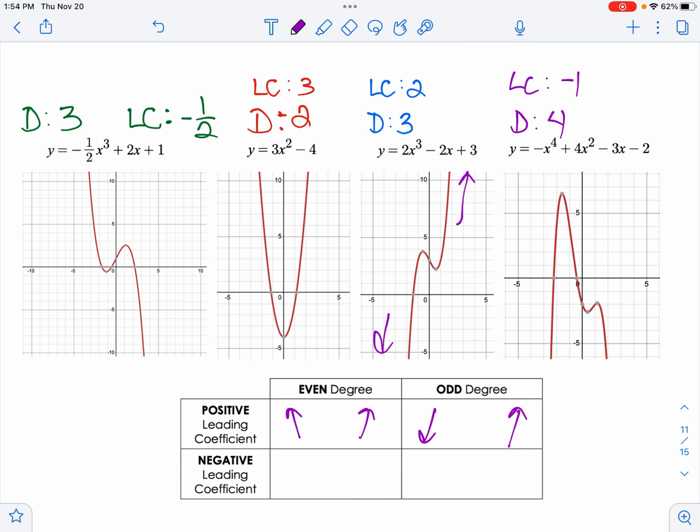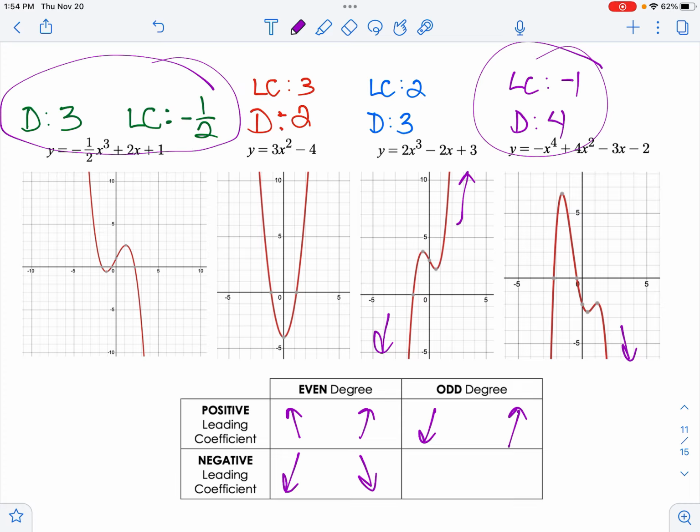All right, now let's do negative leading coefficient and even degree. So that would be this one. Looks like that way. And then as we go to negative infinity, it's also going down. All right, and then lastly, negative leading coefficient and odd degree, this one. So as we go to negative infinity, it's going up. As we go to positive infinity, it's going down.